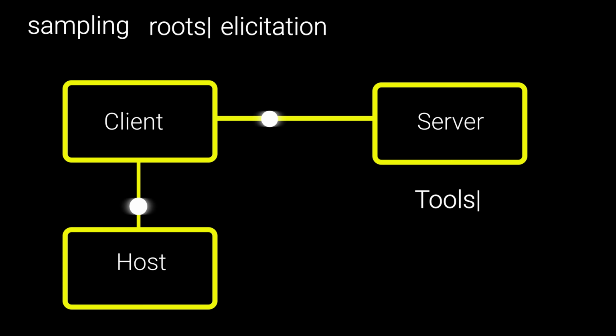Now, the second feature is the resources. Passive data sources that provide read-only access to information for context, such as file contents, database schemas, or API documentation. Example, retrieve documents, access knowledge bases, read calendars. It is controlled by application.